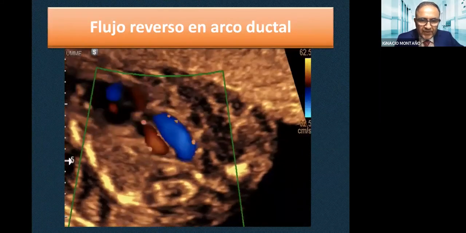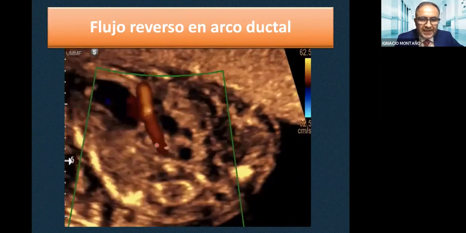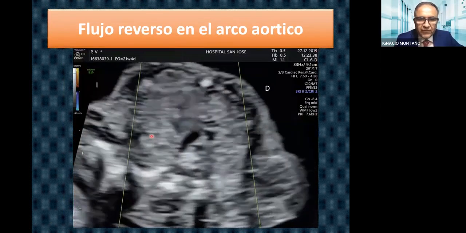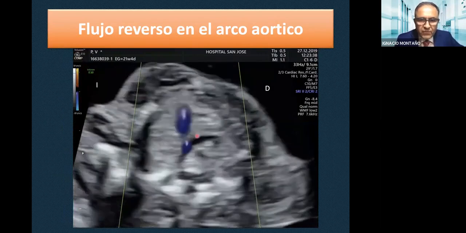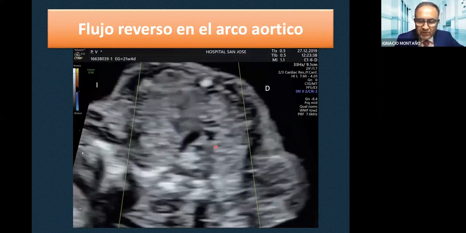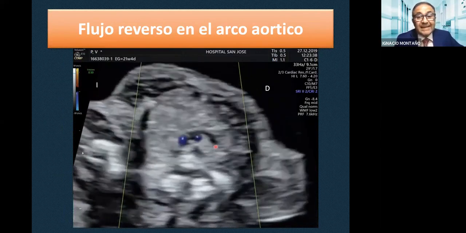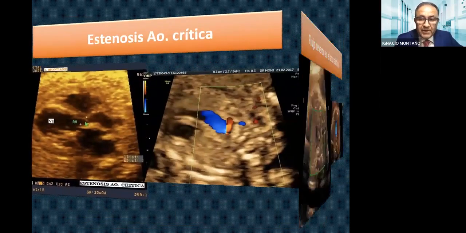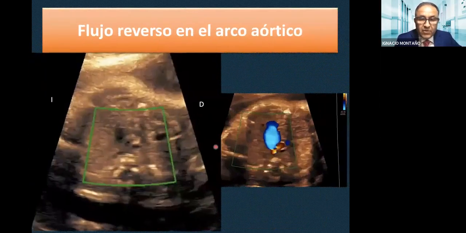For example, in another heart disease, pulmonary atresia with an intact septum, there is reverse flow in the ductal arch. Here we see reverse flow in the aortic arch and antegrade flow in the ductal arch. We are dealing with a left ductus-dependent congenital heart disease, a critical aortic stenosis, where we are going to see reverse flow in the aortic arch.